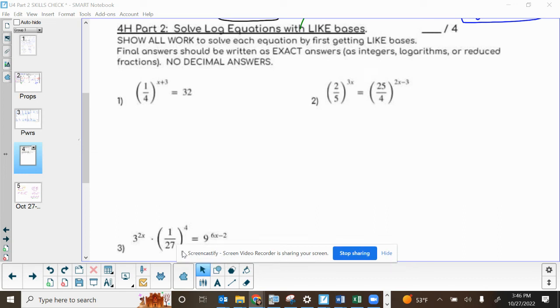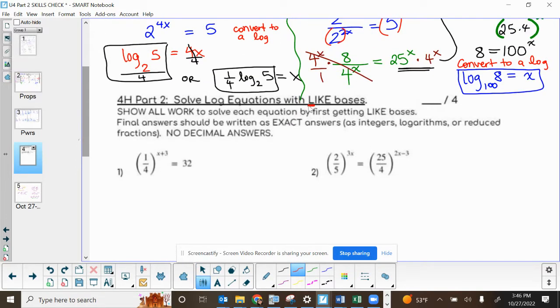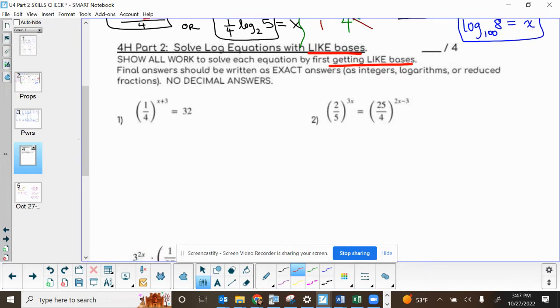Okay, for the last one, we are being told by the directions to get like bases. So it says, like bases right here. It says salt, you use like bases. It tells me it all over the place. So I'm trying to get a like base between 1/4 and 32.